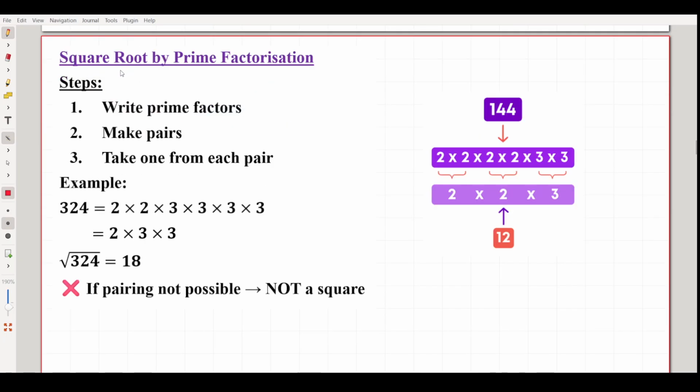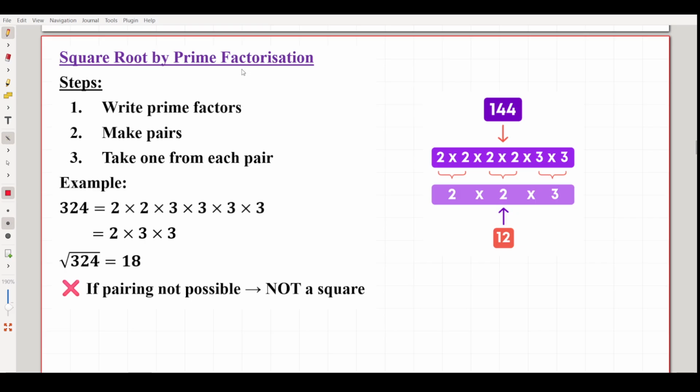Next, how to find the square root by prime factorization. For finding the square root, we have three methods: repeated subtraction, prime factorization, and long division. Actually, long division was given in last year's book, but this year they have taken it out. Estimation is also there. Here we will just discuss prime factorization.